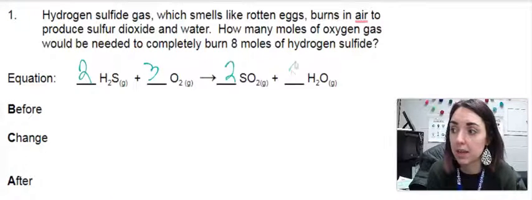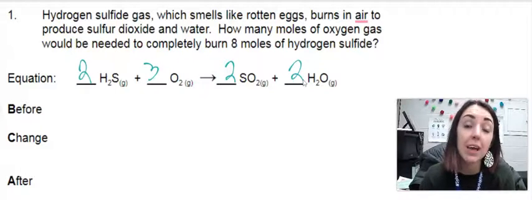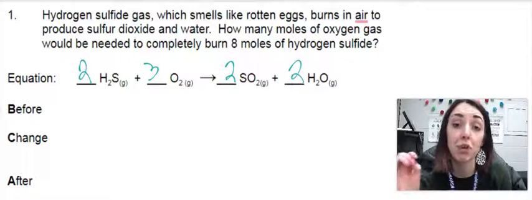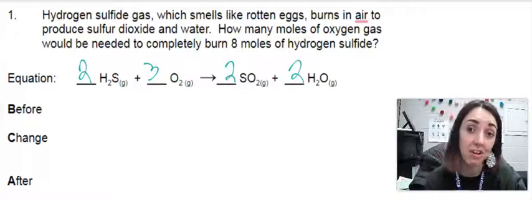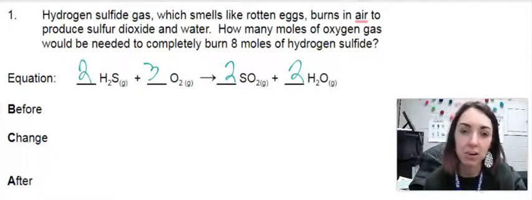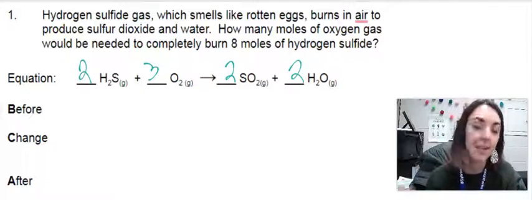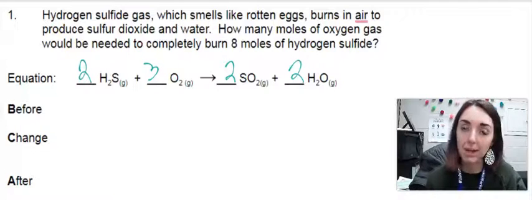And this one ends up being 2, 3, 2, 2. It's really important that you have the correct balanced equation to start, because if you're starting with the wrong balanced equation, everything after that is going to be messed up. So if you're writing the equation from words, make sure your compounds are correct, and then make sure your equation is balanced. That is key.